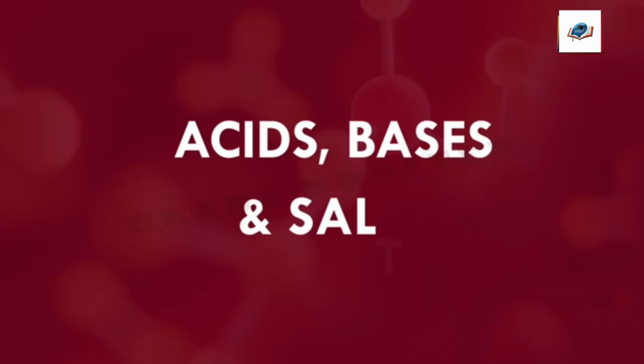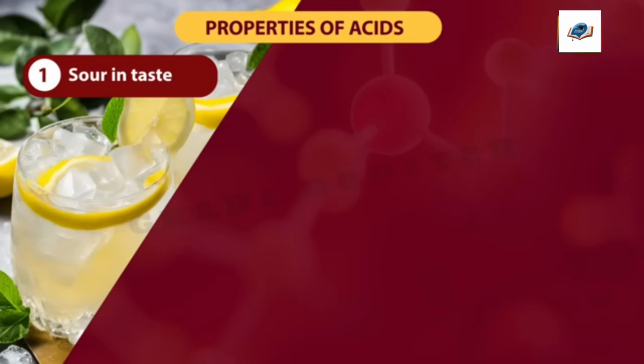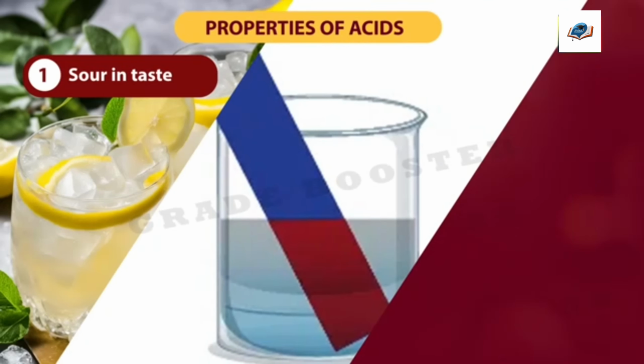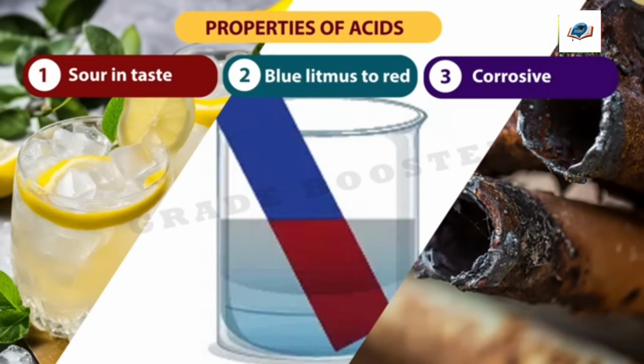Acids, bases and salts. Acids. Acids are chemical compounds that are sour in taste. Acids turn blue litmus paper to red. That means when we dip a blue litmus paper in acid, it turns red. Acids are corrosive to metals. That means acids cause damage to metals.